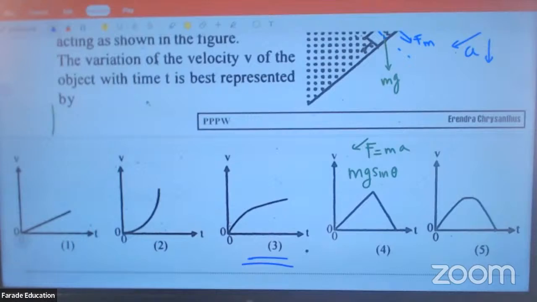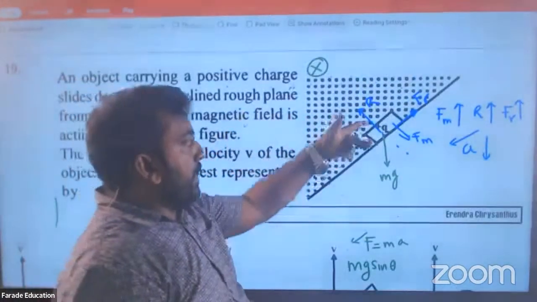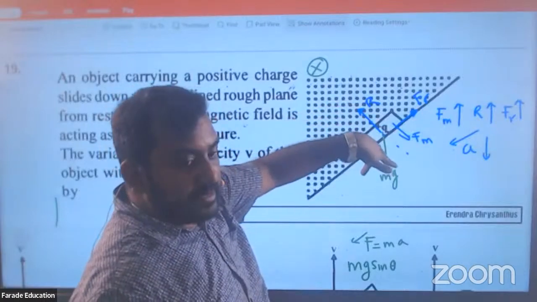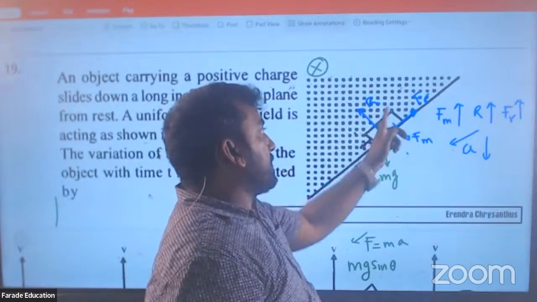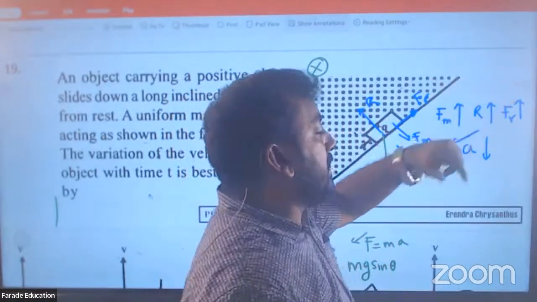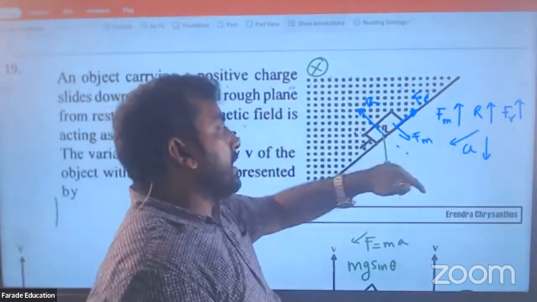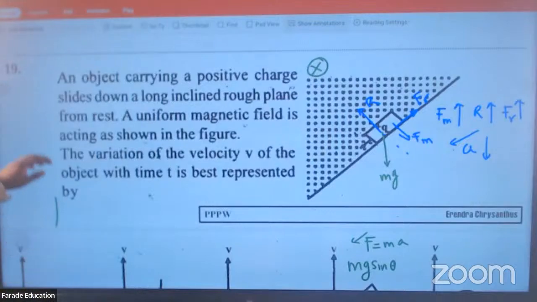So here, it's like a positively charged object. So we apply Fleming's left hand rule. Field, current, force. Here magnetic force increases, normal reaction increases. Normal reaction increases, friction force increases. Friction force increases, acceleration will what? Reduce. Okay.